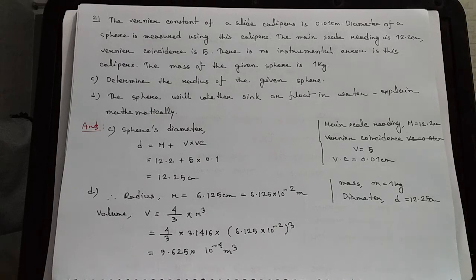As we know, there are two kinds of errors in the case of a Vernier scale or slide calipers: positive error and negative error.